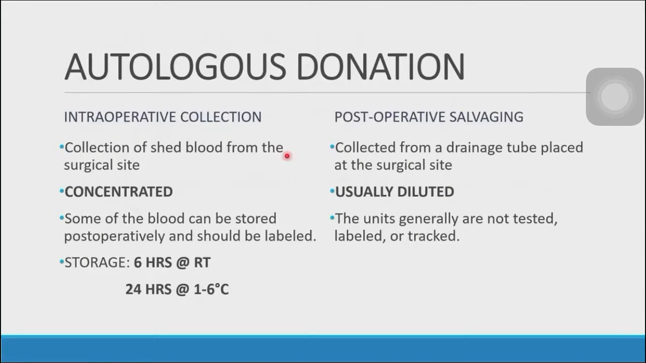For intraoperative collection and postoperative salvaging, both are collections of shed blood from the surgical site during a surgical operation. But take note, what is the main difference? For intraoperative collection, the packed red cell volume collected here is concentrated. Meanwhile, postoperative salvaging is usually diluted. So what other differences do they have aside from that?